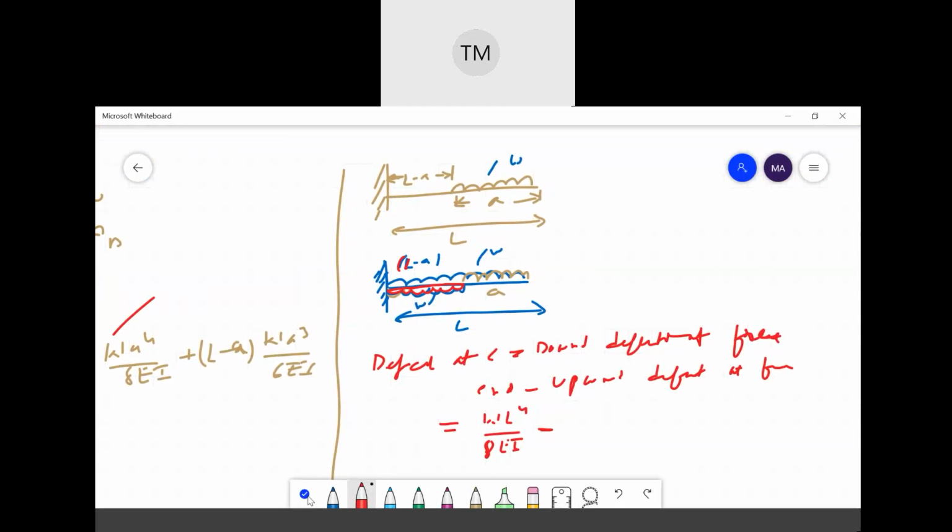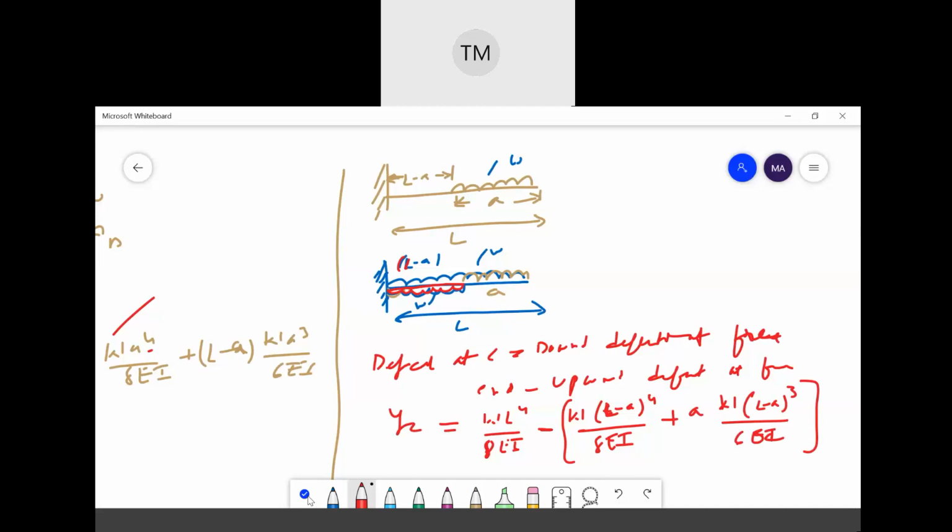What is the formula here? W into L minus a, whole to the power of 4 by 8 EI, plus W into L minus a whole cube by, here L minus a is nothing but a, then W into L minus a whole cube by 6 EI. This is the formula for deflection at C.